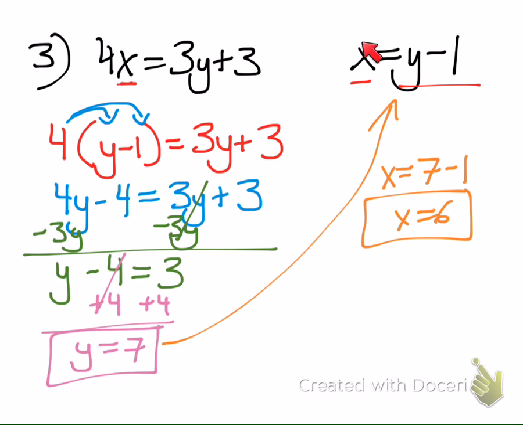That part's true. If I plug in 6 here, that's 24. If I plug in 7 here, that's 21 plus 3, which is also 24, so I'm right. I'm looking for an x and y that make both of them true. So it's very easy to check your answers on these. I'm not going to make you do that on these, but you can if you get something that looks weird. Okay? All right. Try number 4 yourself here, and we'll check it together.